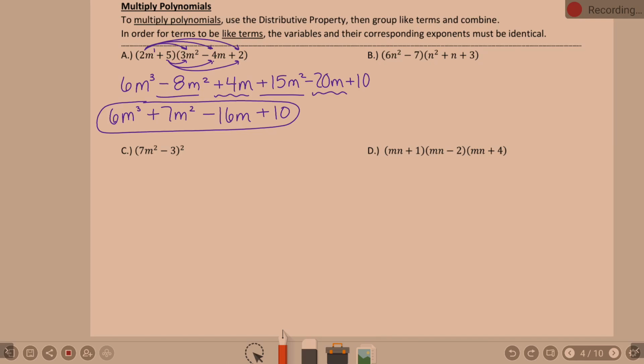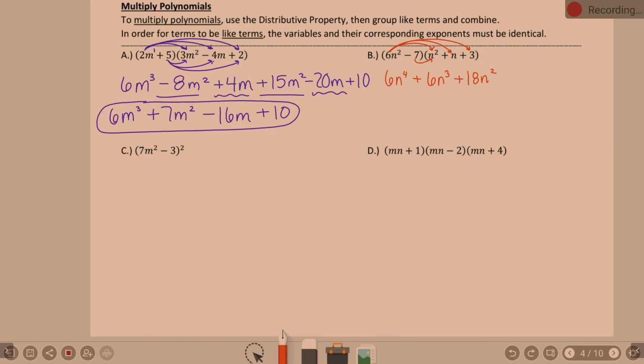We're going to distribute. 6n squared times n squared, 6 times the power of 4. Good. 6n to the fourth. 6n squared times n, 6n to the third. And 6n squared times 3, 18n squared. And what else am I distributing? A -7. Good. Note it's a negative.